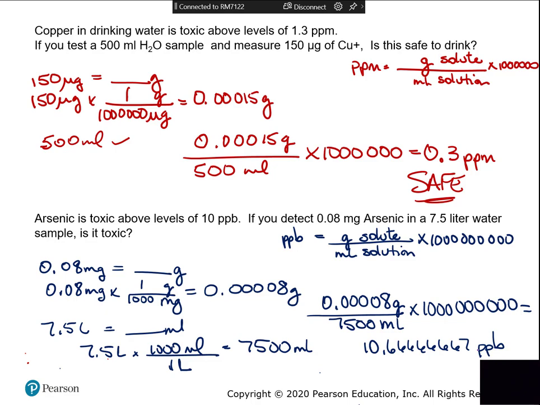Okay, she's almost there. So in this one, you've got to do 2 unit conversions, right? So you've got to go from milligrams to grams. Then you've got to go from liters to milliliters. So before you can do the math, you've got to first put those in the right units.